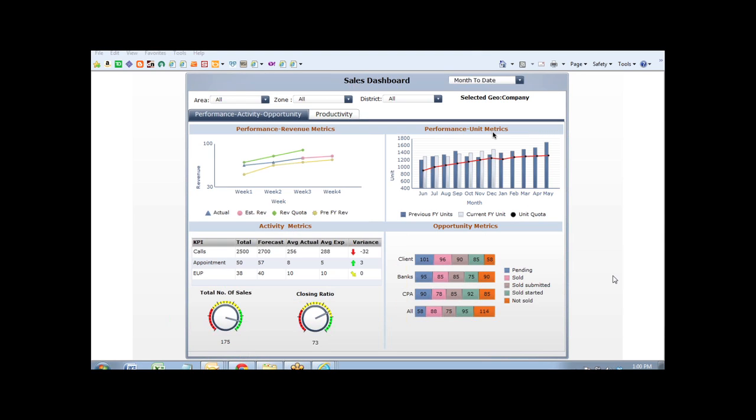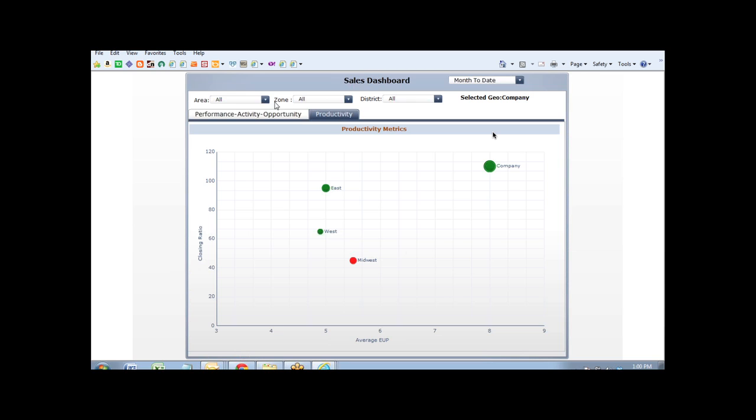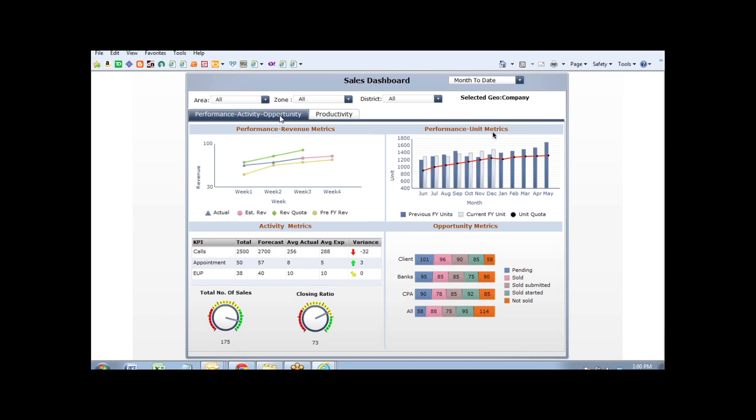Here's another example of a dashboard which is built at a much more granular level. Again, we're taking an example of the sales data and the sales function. It gives the ability to the leadership and the management to look at the performance, activity, and the opportunity that's available, and also the productivity of the sales team by areas, zones, and the districts and individuals within the district as well.